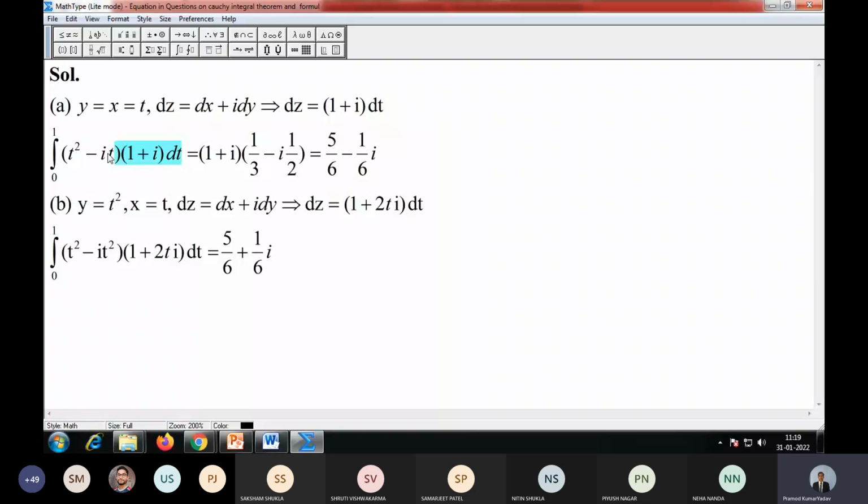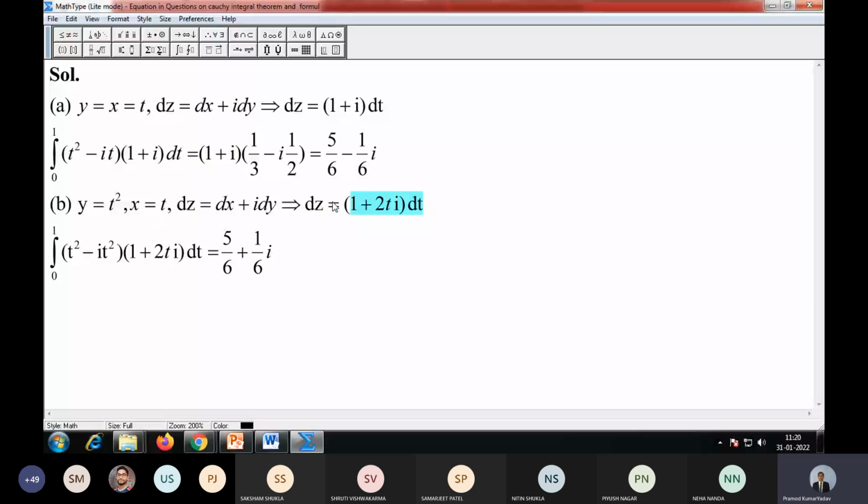Now it's very simple integration. Now we may integrate it, and the result is coming like this. Now we are going to integrate the same integration with respect to the parabola y equal to x square. Y equal to x square means we have assumed x equal to t. So y will be t square. So dz means dx plus i dy. So dx means dt and dy is 2t dt. So in this way we got the value of dz like this one.